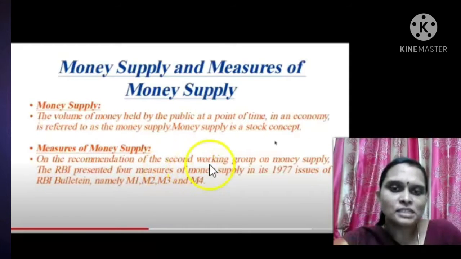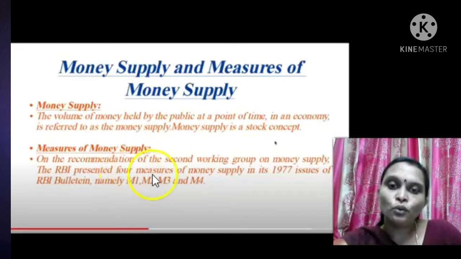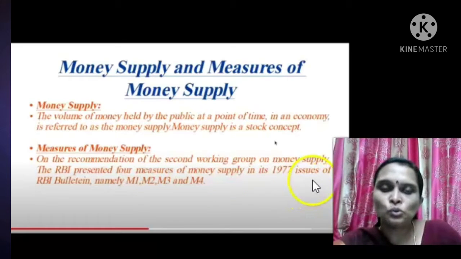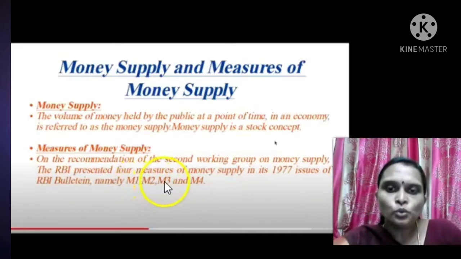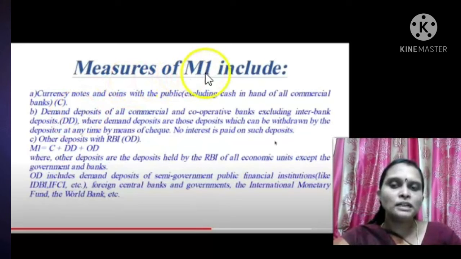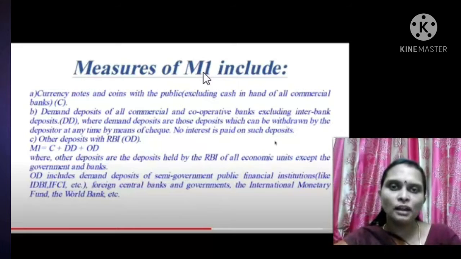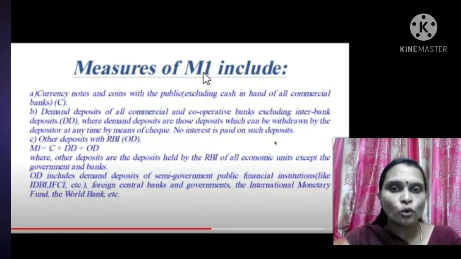On the recommendation of the second working group on money supply, the RBI presented 4 measures of money supply in its 1977 issues of RBI bulletin, namely M1, M2, M3 and M4. So these are the definitions given for money supply by the RBI. So let's see each and every part, that is M1, M2, M3, M4, and what concepts each has.